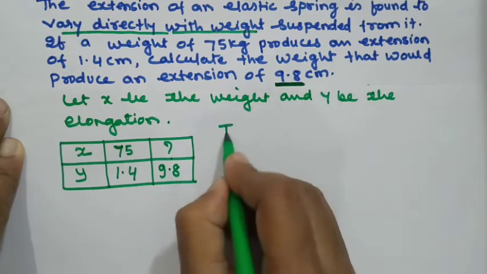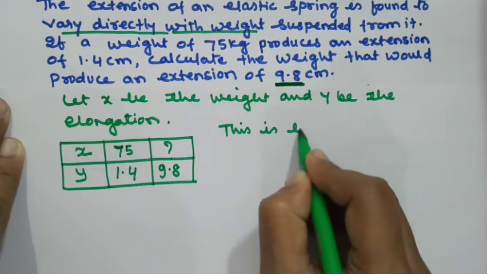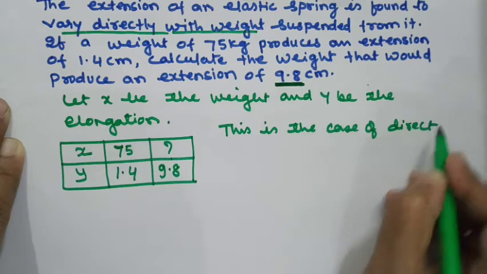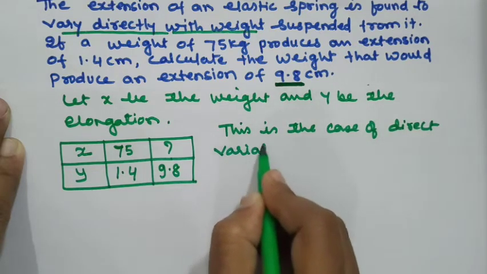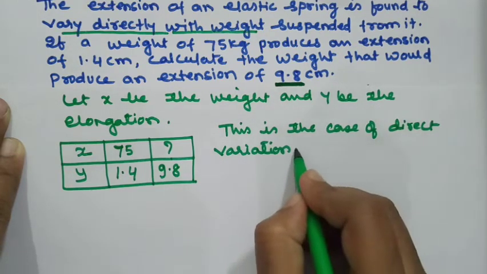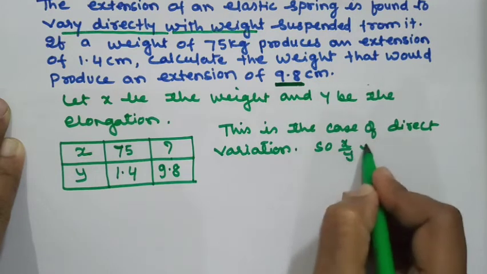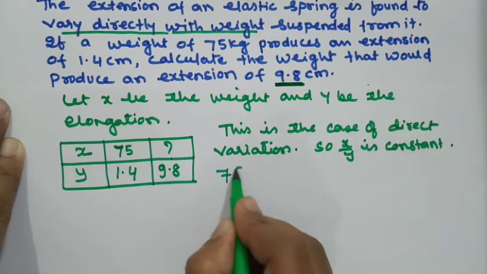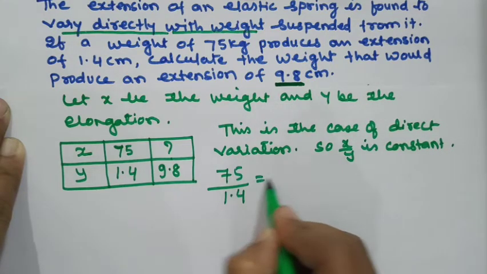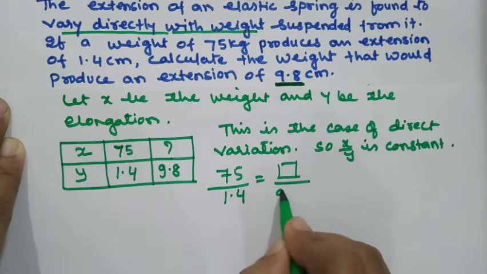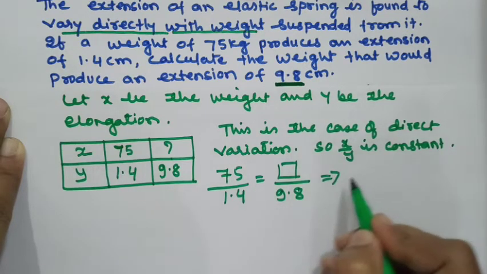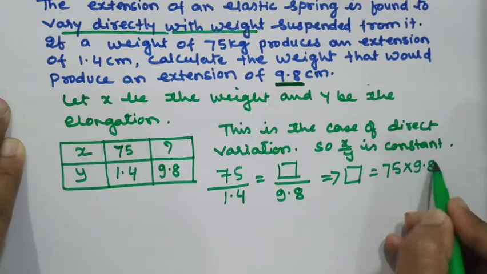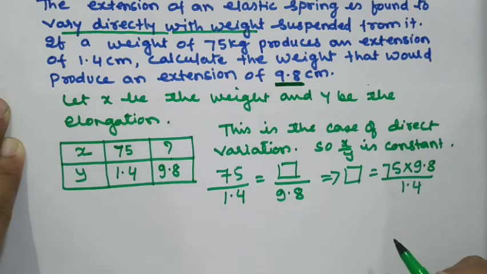Now see, this is the case of direct variation. So what shall we do, children? Here, x by y is constant. So what shall we do? 75 divided by 1.4 must give you your unknown number divided by 9.8. This implies your unknown number will be equal to 75 into 9.8 by 1.4.